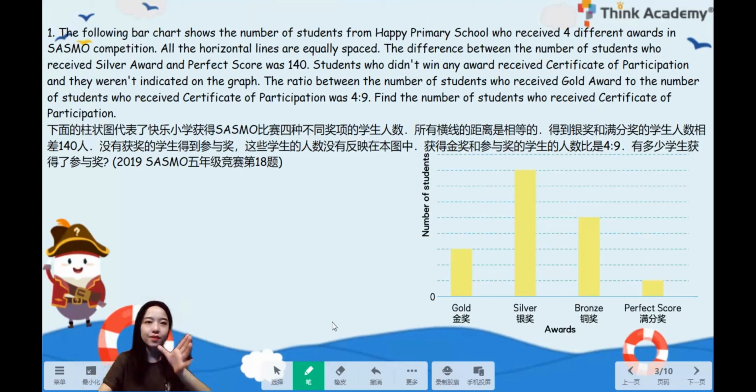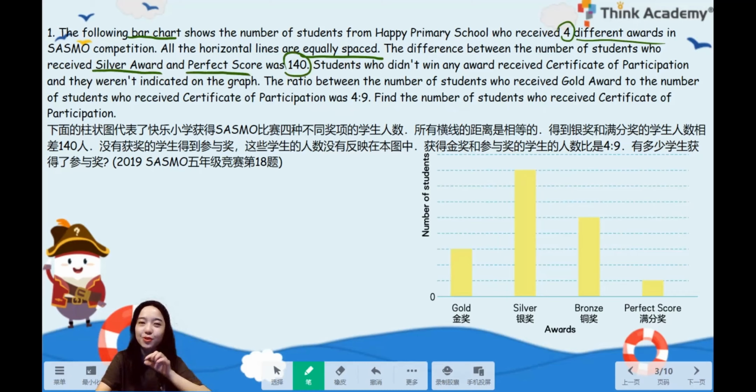As you can see, the following bar chart shows the number of students from Happy Primary School who received 4 different awards in a sophomore competition. All the horizontal lines are equally spaced. It is quite important information because it tells us the distance between every two adjacent horizontal lines represents the same amount. The difference between the number of students who received silver award and perfect score was 140. The specific amount is always quite important and useful.